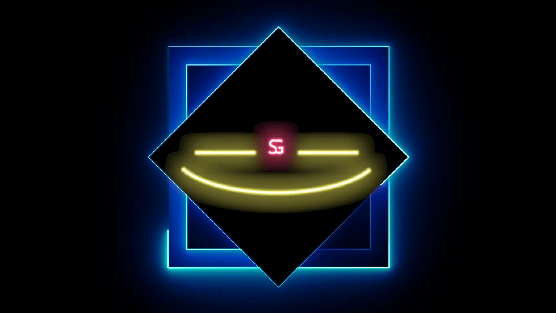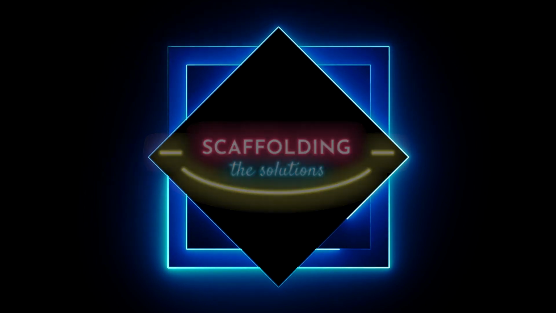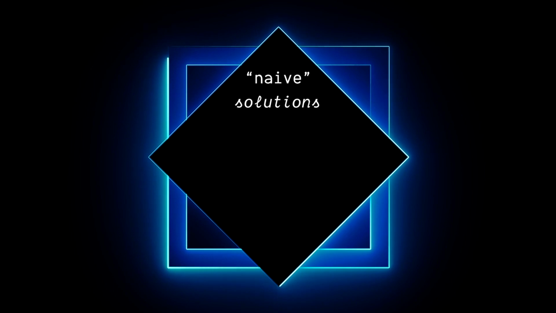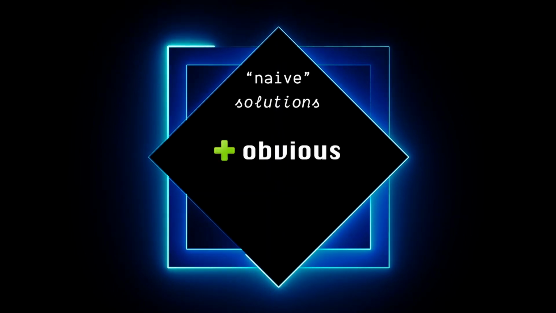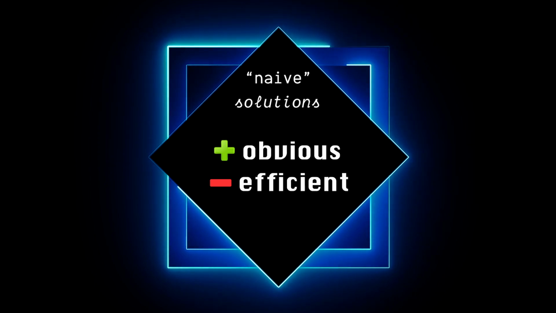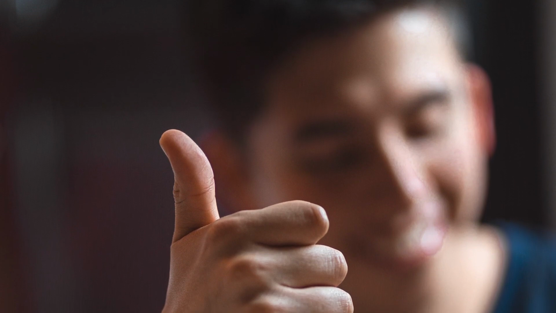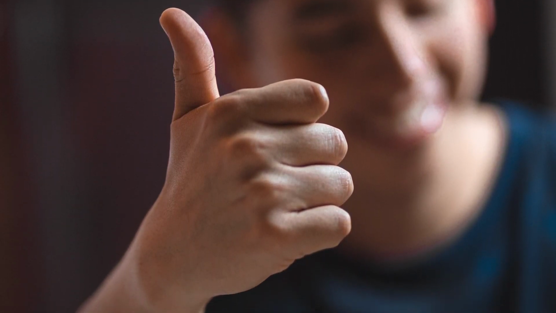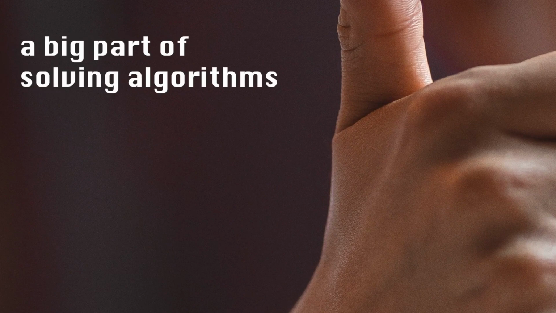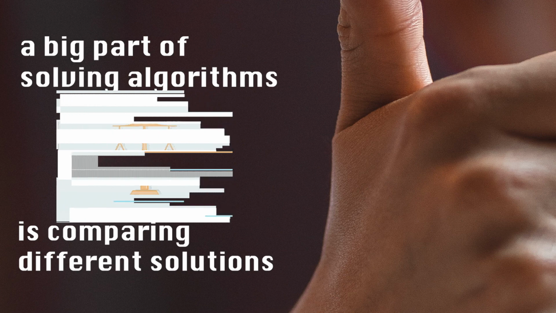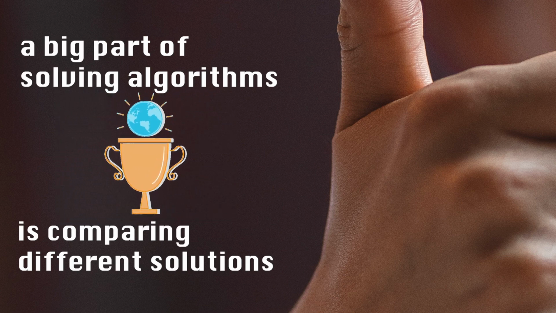This is the first problem we're going to discuss naive solutions for. Naive solutions are problems with a solution that is very obvious, but not necessarily the best solution. For problems with naive solutions, your interviewer will either expect you to solve quickly for the naive solution first, or at least acknowledge it exists. Interviewers like these questions because a big part of solving algorithms is comparing different solutions. And in most of these cases, one solution is more optimal than the other.